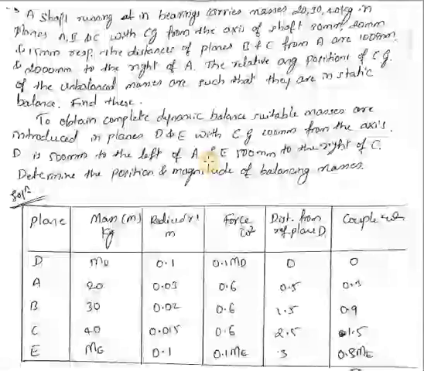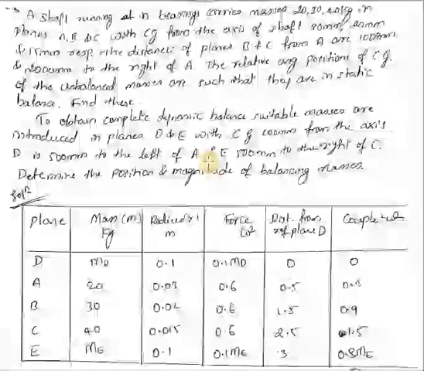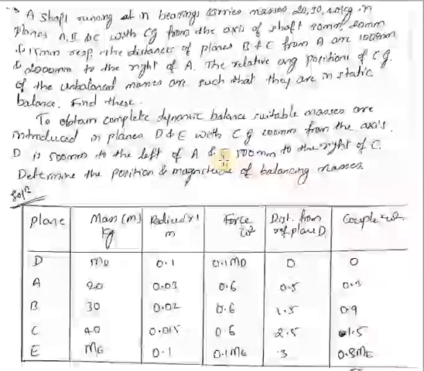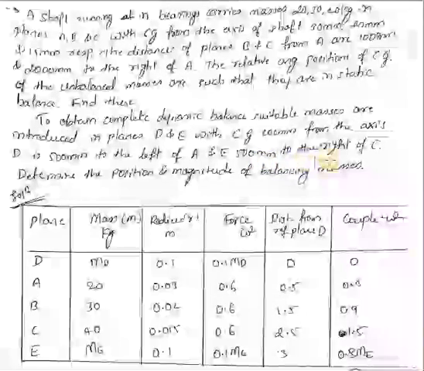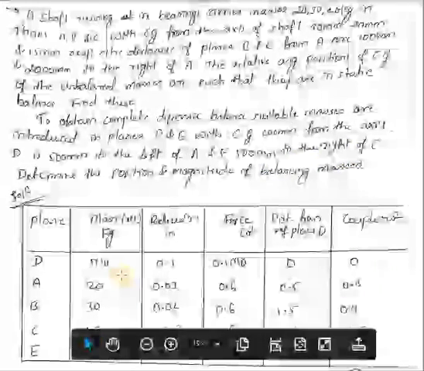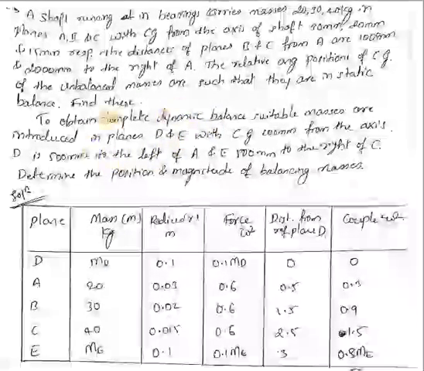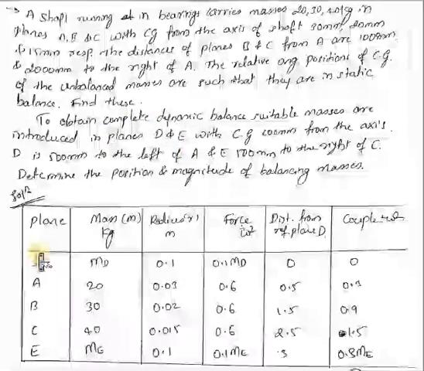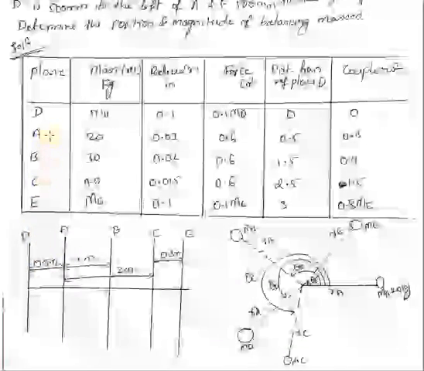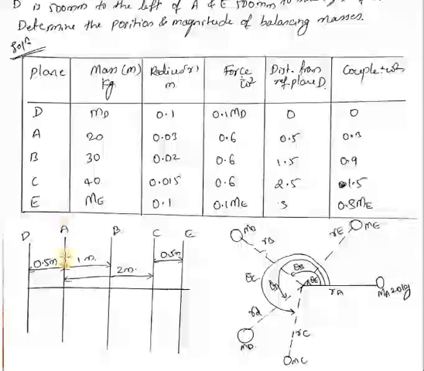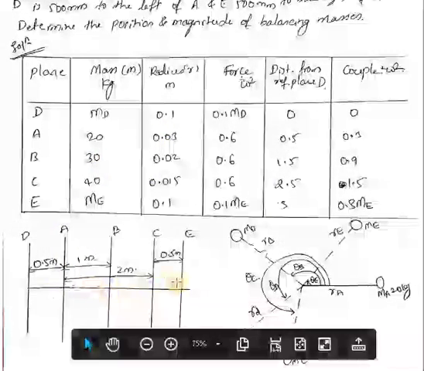A, B, C is the series. Left of A means D should come before A in your tabular column, and E is 500 mm to the right of C. To the right of C means it should come at the end. So by reading the question statement carefully, you need to arrange this sequence. Otherwise, before constructing this table, first you construct this line diagram.